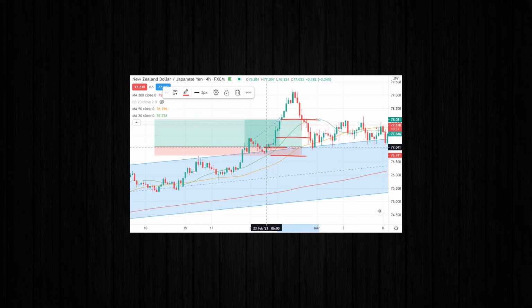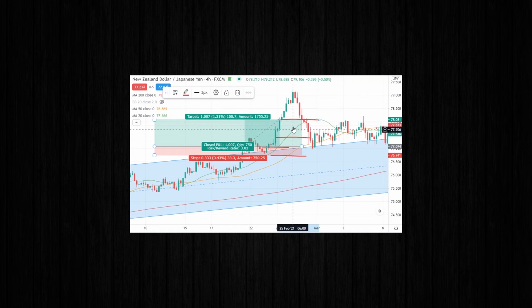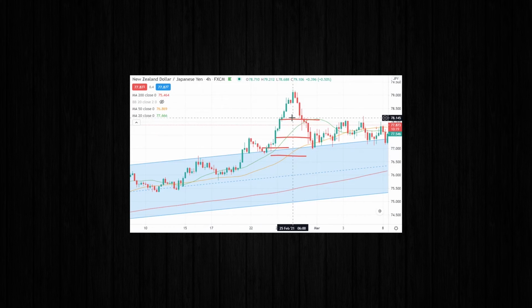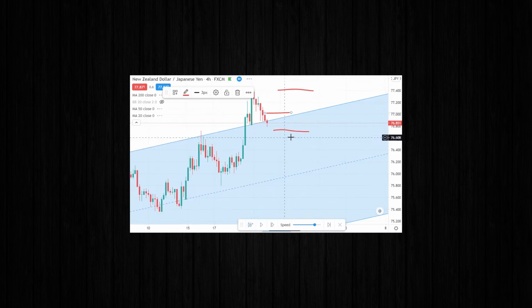We would enter here. It's a little low, but we would enter there. Our initial stop would be down here. Our final take profit would be up here, and we'd set a sell limit right there. That's a 1-to-1 risk to reward ratio and 3-to-1 for the final one. So as price moved up, I'll actually go to bar replay.